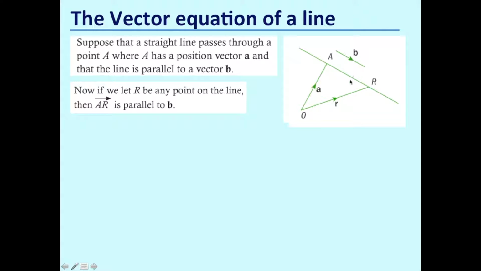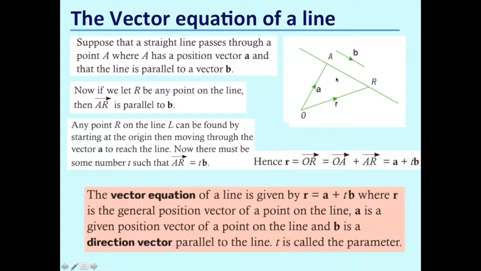So we can see that R, if we put R anywhere on this line, it will be parallel to B. So even if I put it up here, wherever I put it on this line, it's parallel to vector B. We can find this point, or any point on this line, by starting at the origin and going up through vector A to get onto the line, and then going some distance along this line. So we should be able to recognize that this will be a scalar multiple of vector B.